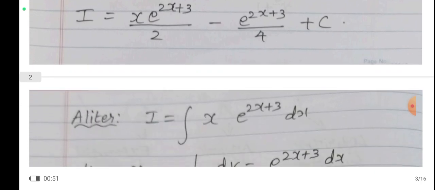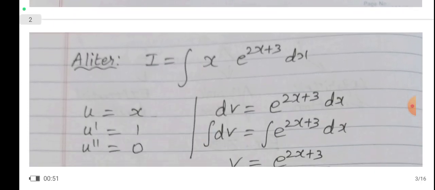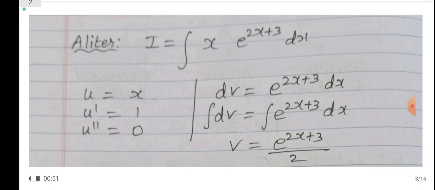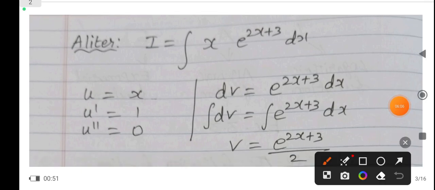That's it. Aliter method. What is the aliter method? It is just a particular case. When the algebraic function and exponential come alone, we can use it. Algebraic and logarithmic we can't use.